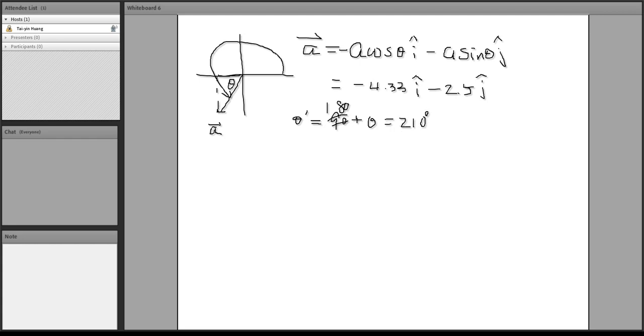So if you want to use the angle that's measured from the positive x-axis, then you can safely say that your vector A is equal to A times cosine 210 i hat, and then plus A times sine 210 j hat. You can see that when I use the angle defined from the positive x-axis, I don't have to manually put a negative sign in front, because by the conventional definition, the signs will be taken care of when you plug in the numbers. So you will still get negative 4.33 when you punch it into the calculator, and then minus 2.5 j hat.